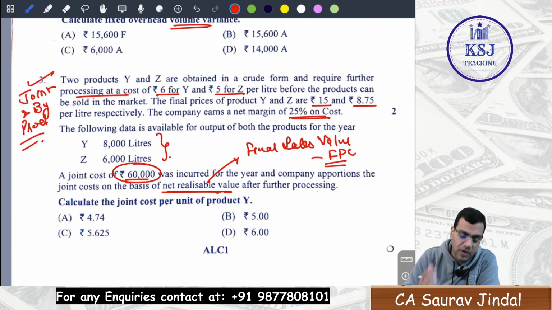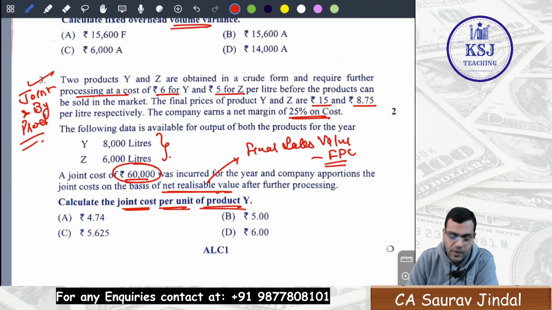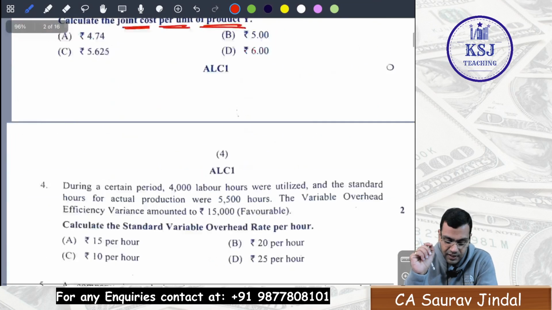Now what is the requirement? The requirement is to calculate the joint cost per unit for product Y. So by distributing 60,000 in the ratio of NRV, take the value of Y that you get and divide by 8,000 liters, and you will get the per unit value. Right? This is what you will get.